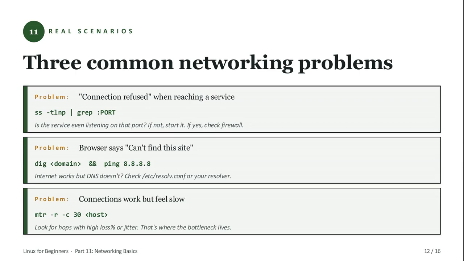Let's put that ladder to work on three problems you'll absolutely run into. Connection refused almost always means the service isn't listening. ss -tlnp piped through grep tells you in one line whether anything's actually bound to that port. Can't find this site, while the rest of the internet works? That's DNS. Dig the domain, ping an IP, and if only the dig fails, your resolver needs attention. And when things just feel sluggish, mtr traces every hop and shows you exactly where packets are being lost or delayed.